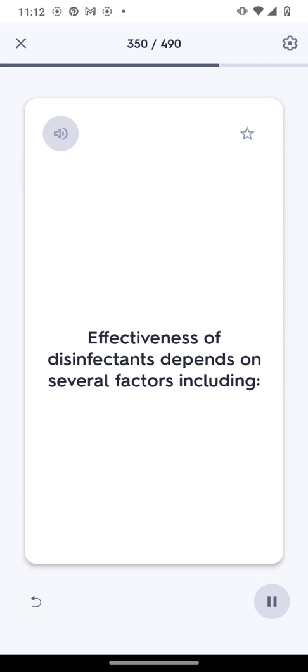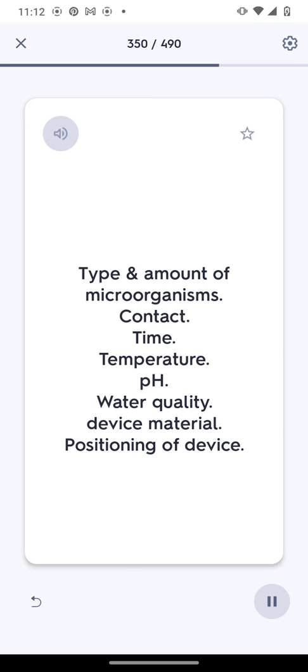Effectiveness of disinfectants depends on several factors including type and amount of microorganisms, contact time, temperature, water quality, device material, positioning of device.